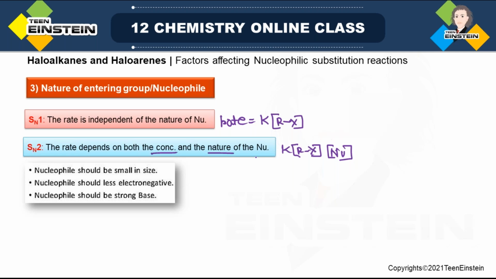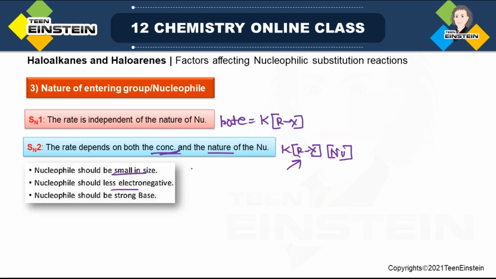Now when we are talking about the concentration and nature of the nucleophile, concentration is fine, but by nature, what we are trying to say is the nucleophile should be small in size, it should not be very sterically hindered. Otherwise attack towards the R part by the nucleophile will be difficult. Then the nucleophile should be less electronegative, because when the nucleophile is carrying some charge and it is very electronegative, it will tightly hold this negative charge. If so, there will be less tendency for donation.